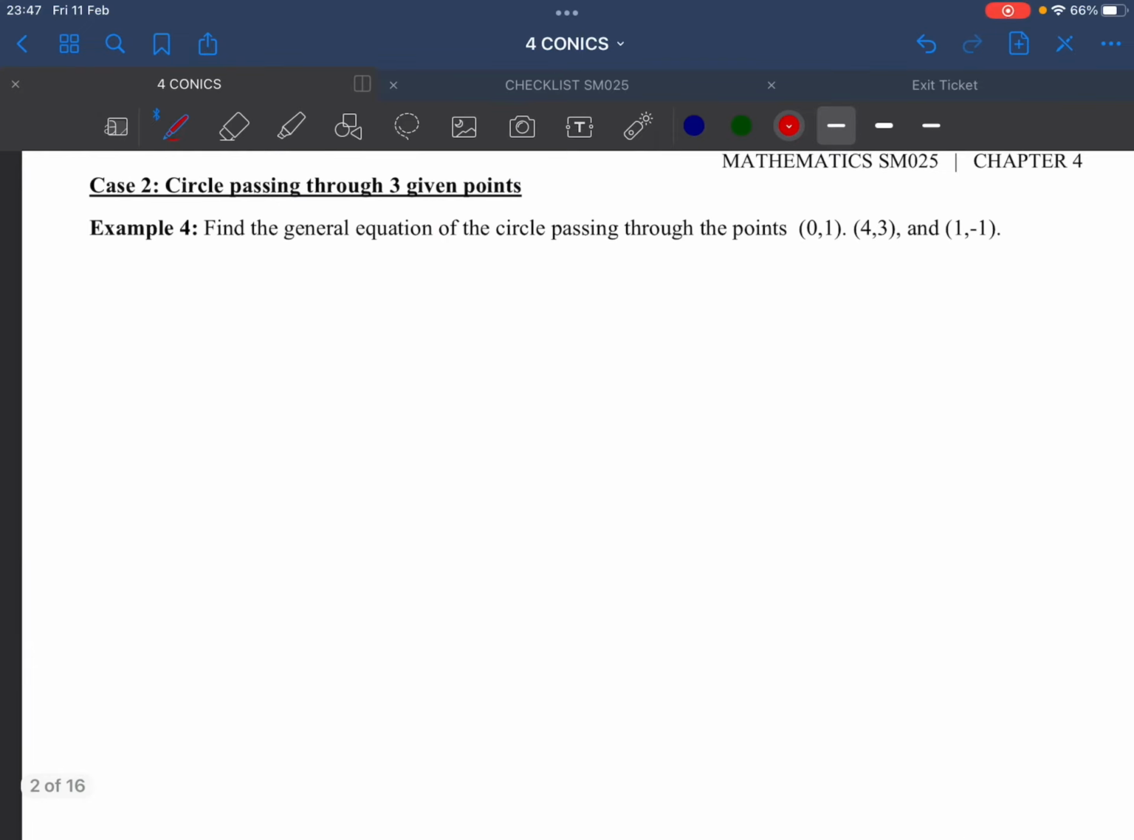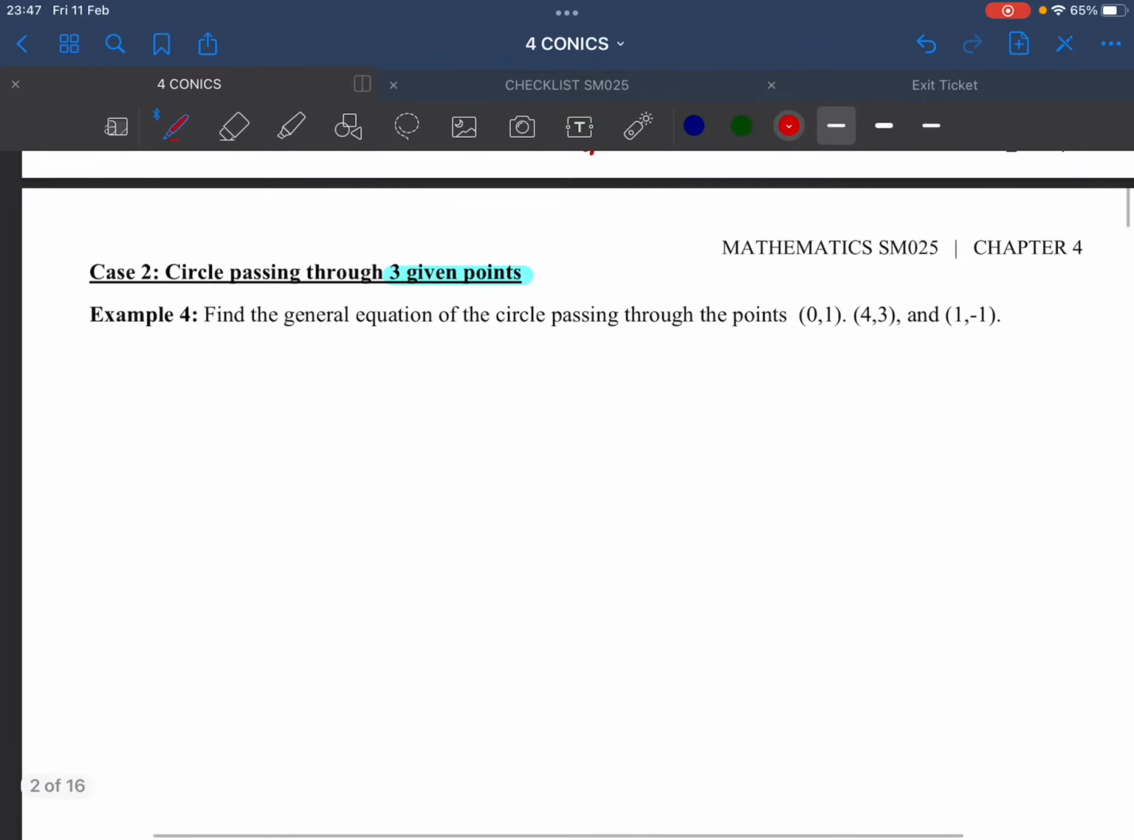So let's see the second case. In the first case, you want to find the equation of a circle given the center and radius, or sometimes given a point to us, but we have to find the radius first. The second case is where we want to find the equation of the circle, but we are given 3 points. Okay, there are 3 points. Let's say this is your circle. Alright, so this is your circle. So there are 3 points.